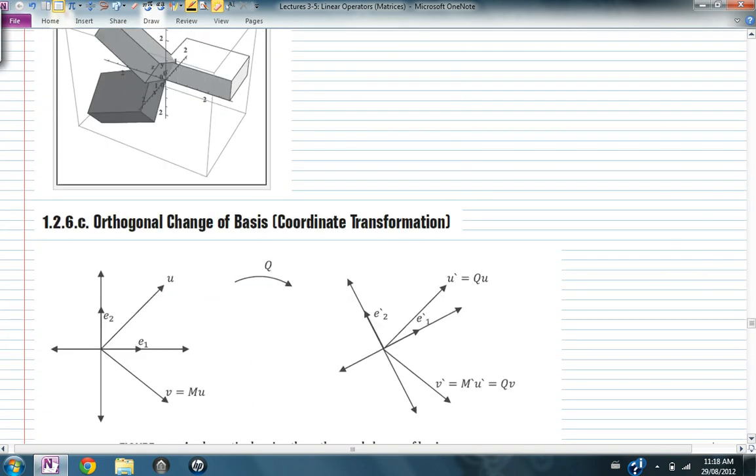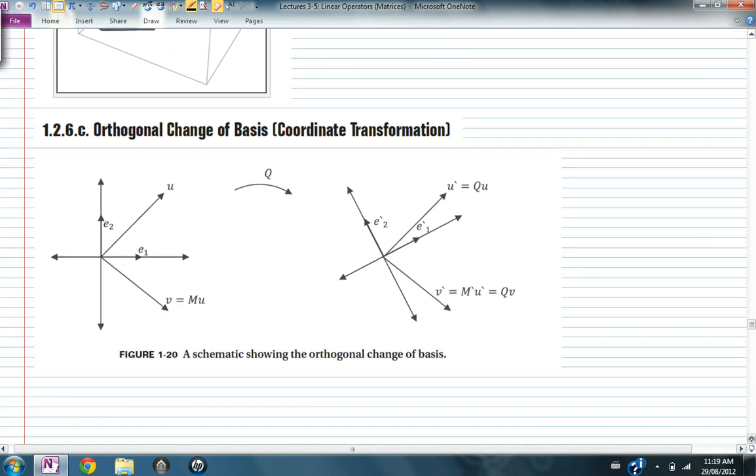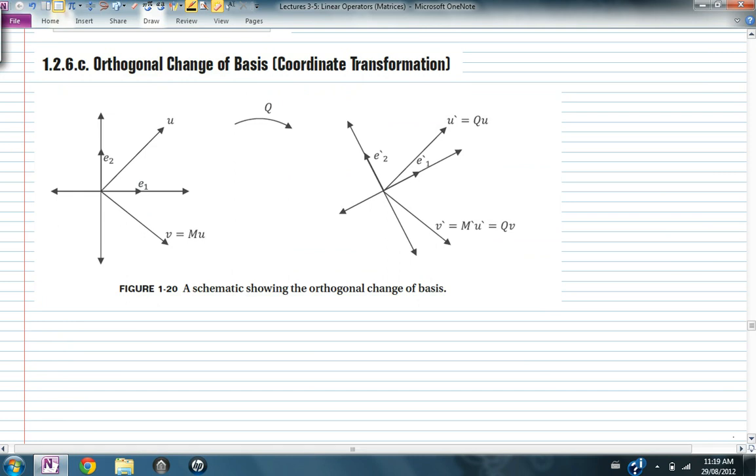Now, in the next section, we are going to talk about the change of bases. So rather than rotating a vector, I'm trying to find what are the new components of a vector after I change the basis vectors.